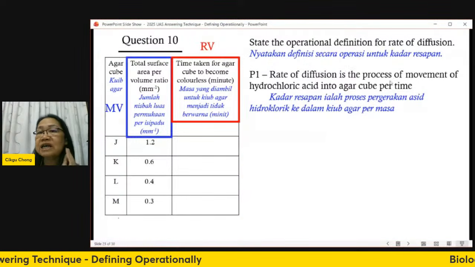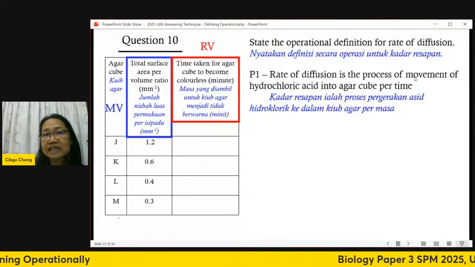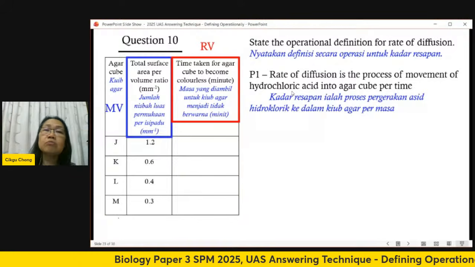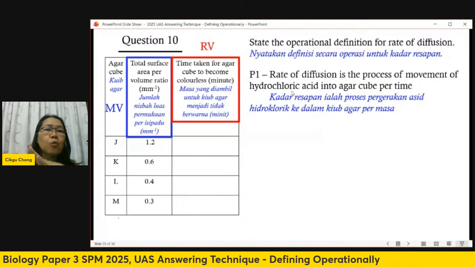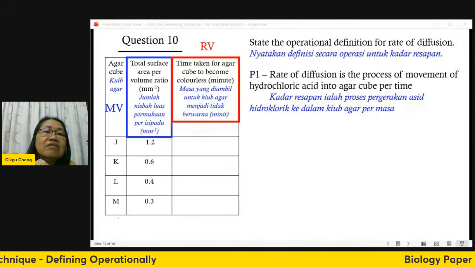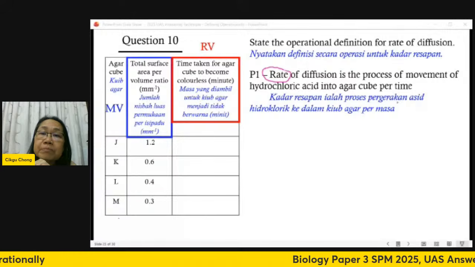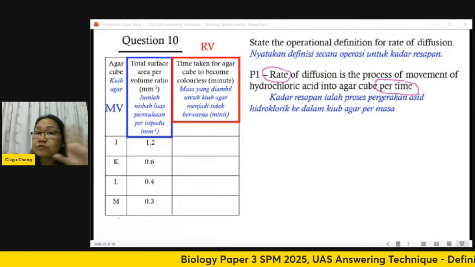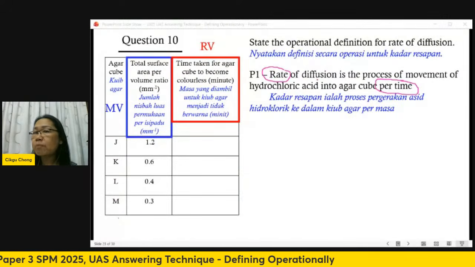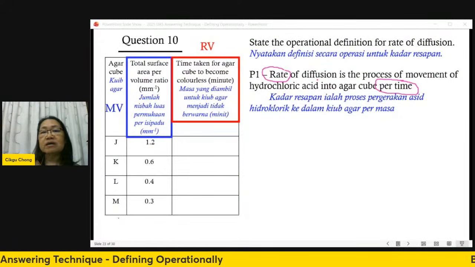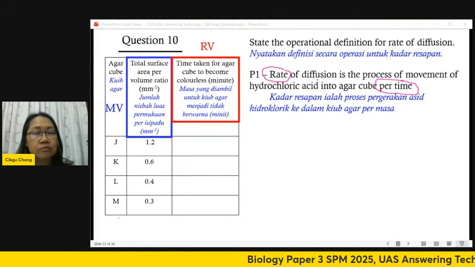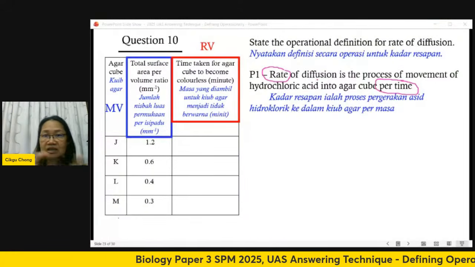Okay, so the process of movement of hydrochloric acid. So specific, not just water. It's not water moving. It is hydrochloric acid moving into the agar per time. Why do you say per time? Because the question asks for rate. See now, you see here? Rate is always per time. If they don't ask for rate, you say diffusion. If they ask you what is diffusion, your answer will be diffusion is the process of movement of hydrochloric acid into agar cube. No need per time. Because rate, you must say per time.